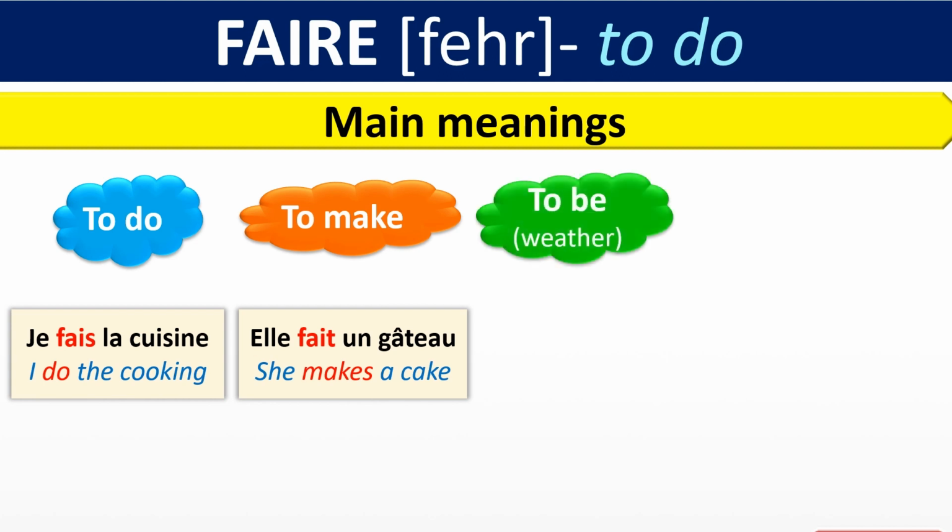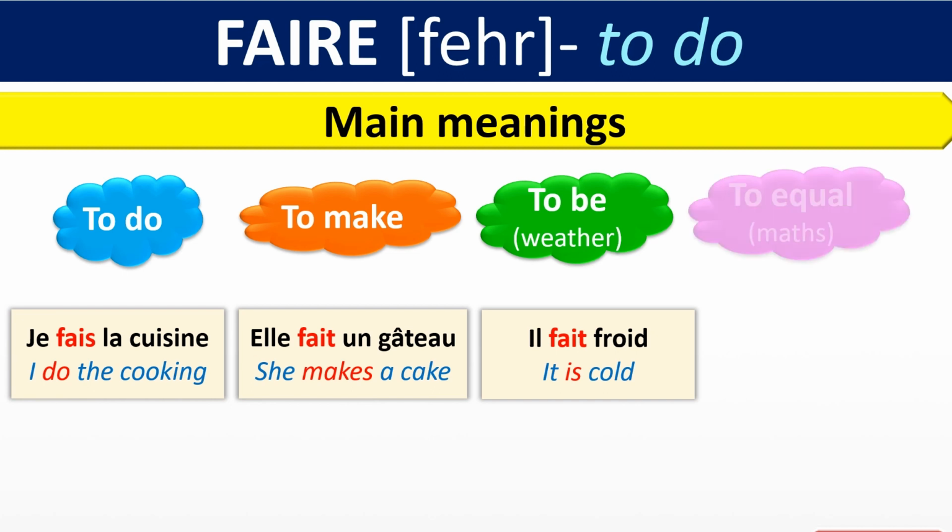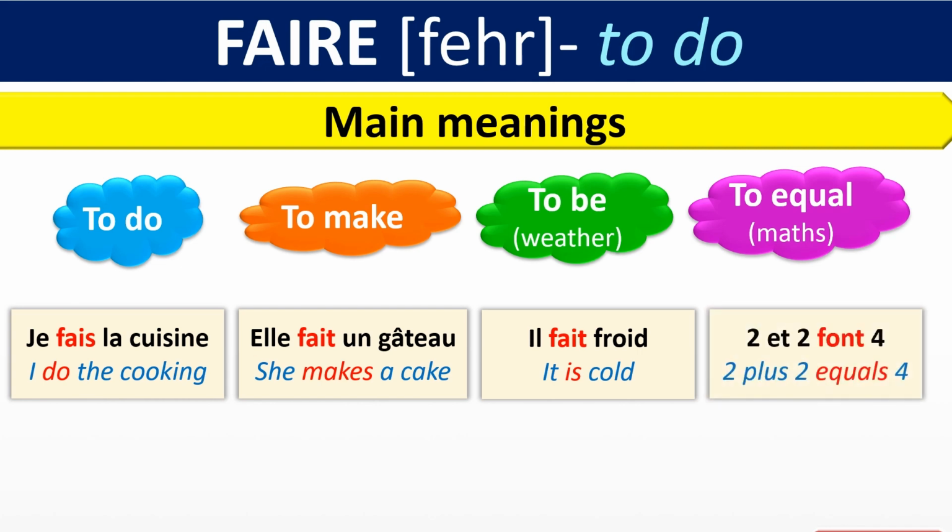There's also the instance when we're talking about the weather, and this time it's the verb to be that's going to be translated with the verb faire. Il fait froid. It is cold. Finally, in mathematics, 2 et 2 font 4, 2 plus 2 equals 4.